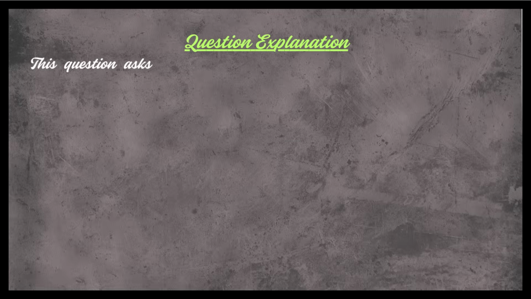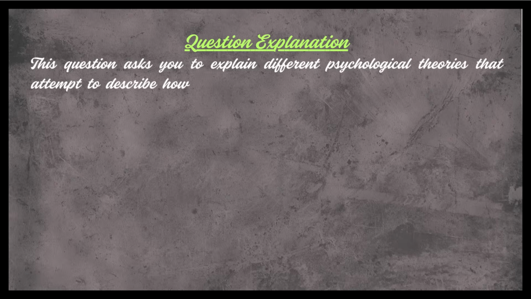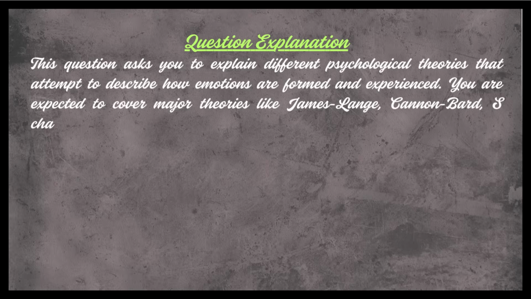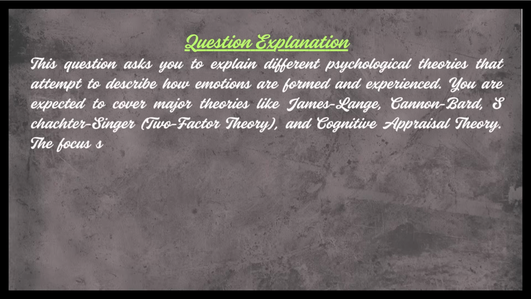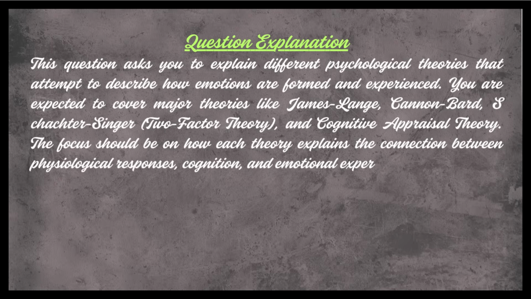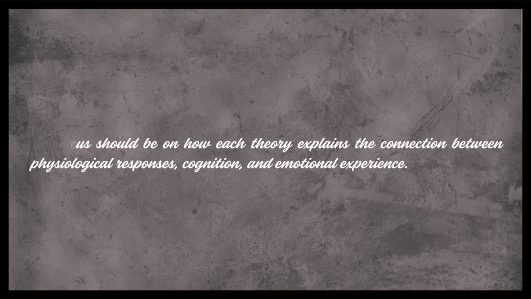Question 8. Discuss the theories of emotion. Question explanation. This question asks you to explain different psychological theories that attempt to describe how emotions are formed and experienced. You are expected to cover major theories like James-Lange, Cannon-Bard, Schachter-Singer two-factor theory, and cognitive appraisal theory. The focus should be on how each theory explains the connection between physiological responses, cognition, and emotional experience.